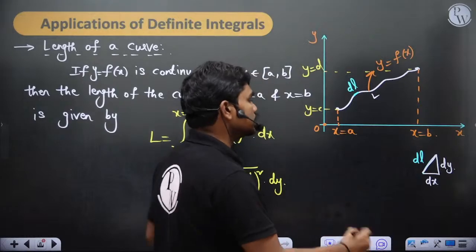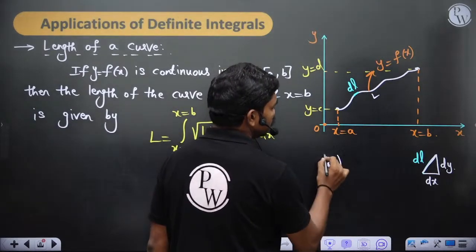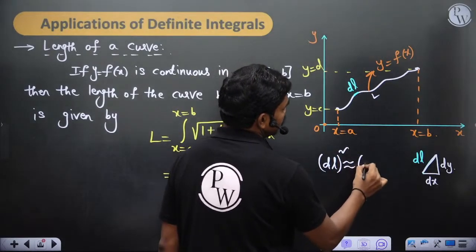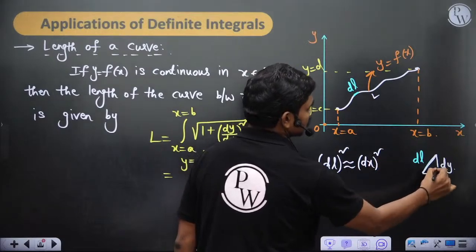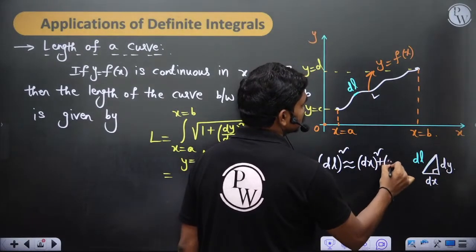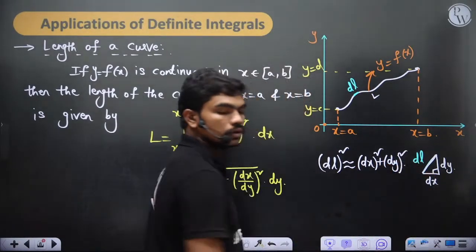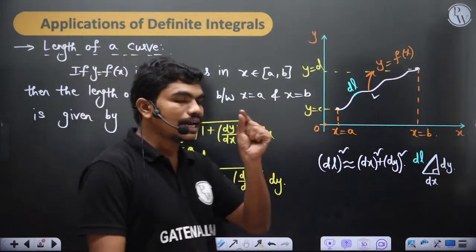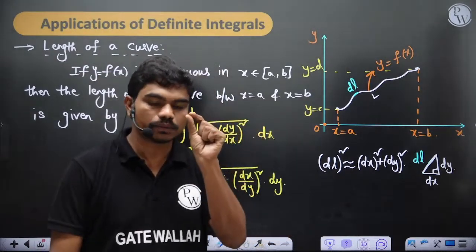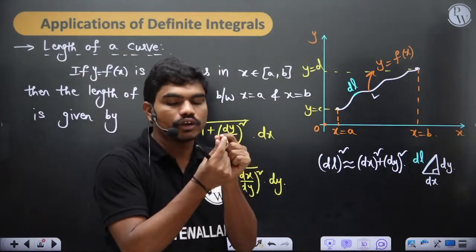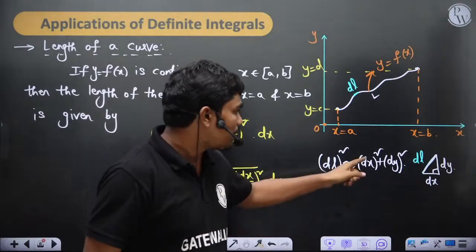So what we can assume is this dl square is almost equal to dx square plus dy square, because this is a right angle, from Pythagoras theorem. So the approximation I have done is I have picked a very small length dl and I have taken the projections dx and dy, and I am applying the Pythagoras theorem.